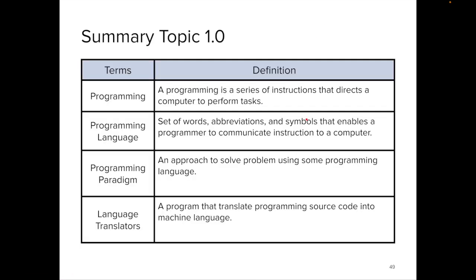Alright, so the summary of topic 1. These are the terms that you need to remember and understand. So the first one is programming. The second one is programming language, programming paradigm, and last but not least is language translator. So simple sangat topik 1.0 ni, dan fahamkan. Okay, just get the brief idea sebelum kita nak mula start the next topic, which is topic 2.